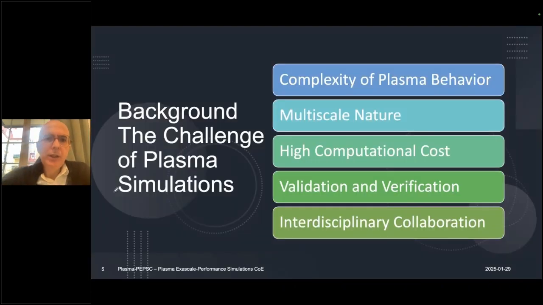So why do we need exascale systems? Why is plasma simulation so difficult? Well, the first motivation is really the complexity of the plasma behavior. As I said in the second slide, the plasma behaves like a complex system and shows a complex behavior.